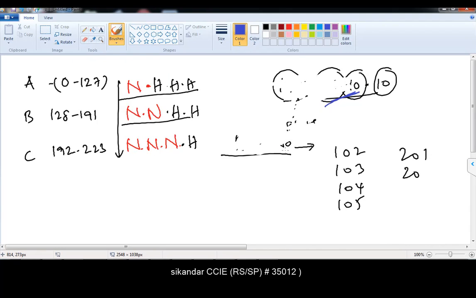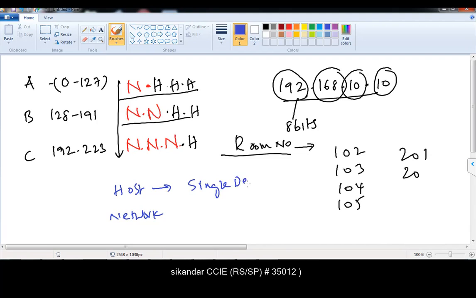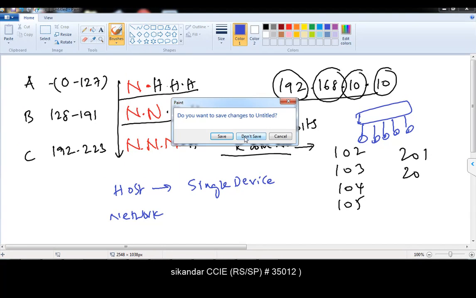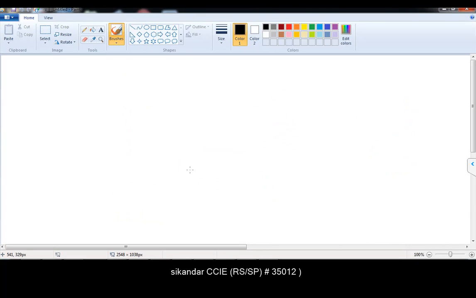So if I just take an example here of the same thing, here we have two types of portions: host and network. Now here the host represents a single device in the network. Generally a single device in the network is represented as a host. Means it can be any computer, it can be computers in the LAN, or it can be any other device. So let's take an example here.